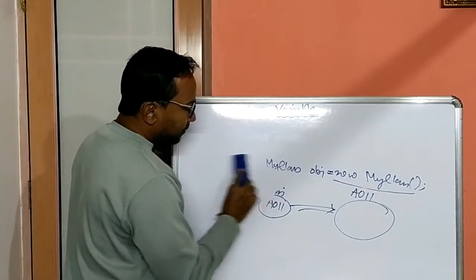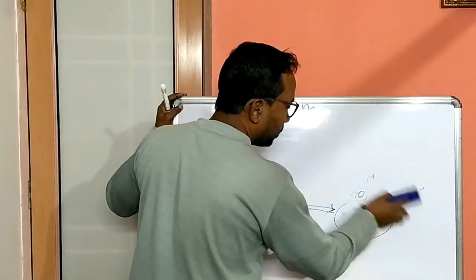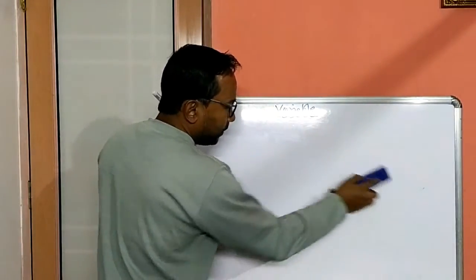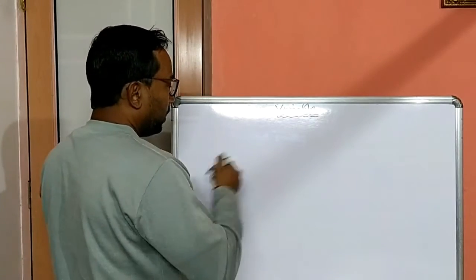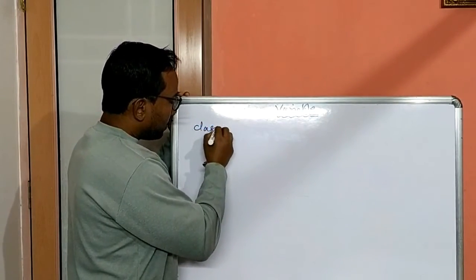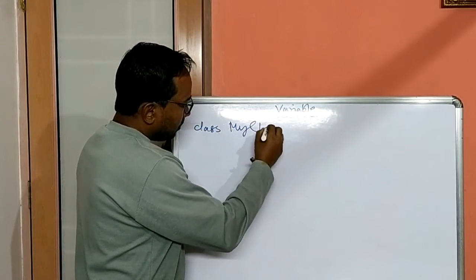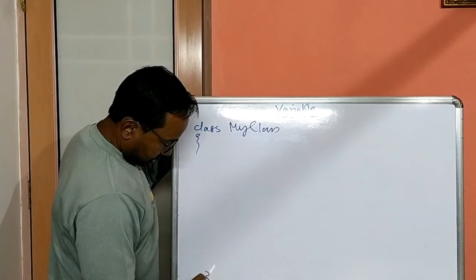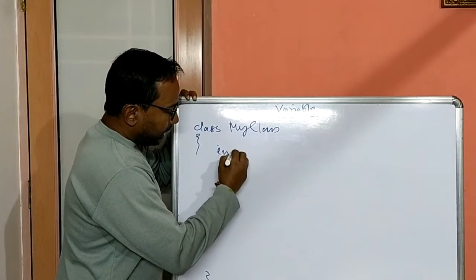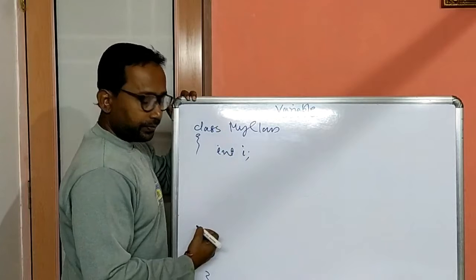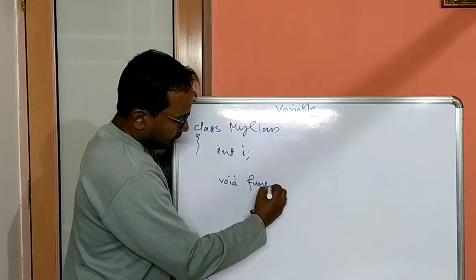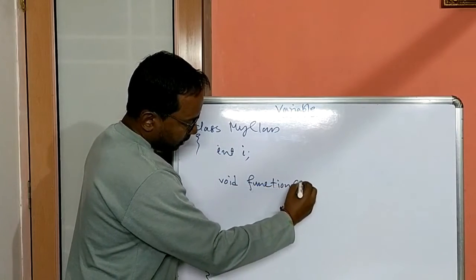Now how we declare a variable and where we declare a variable, based on that, variables are of two types: local variable and global variable. In Java we always write a program in a class, MyClass. This is my class definition. Now, if we declare a variable here, int i, and one function is there, suppose void function.